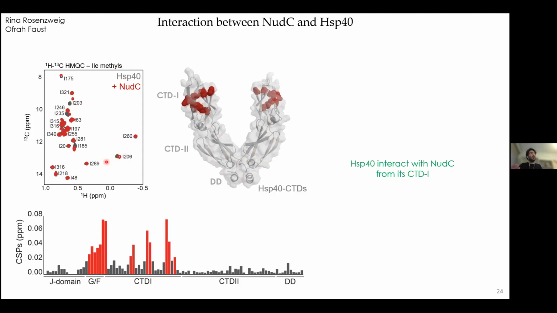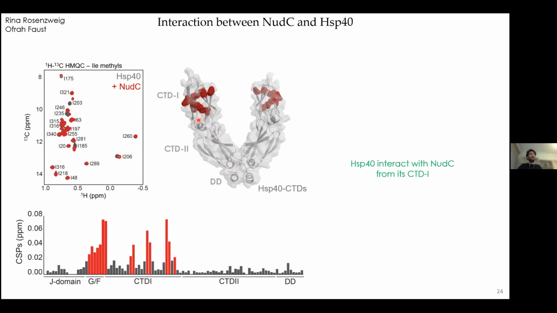We can quantify those changes, quantify those shifts, and then plot them on the sequence. And what we can see is that while the J domain, the dimerization domain, and the CTD2 domain are not affected by the addition of Nazi, we have specific perturbation that happens in the linker and at the CTD1 region.